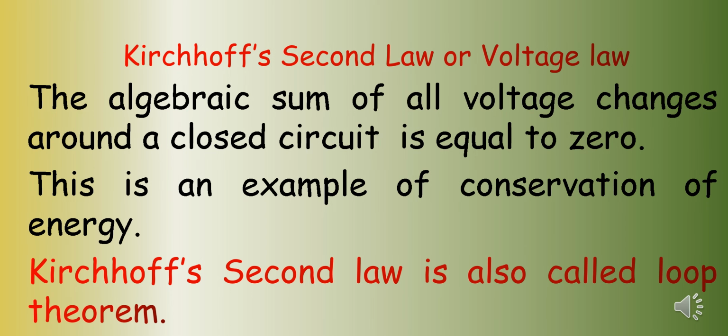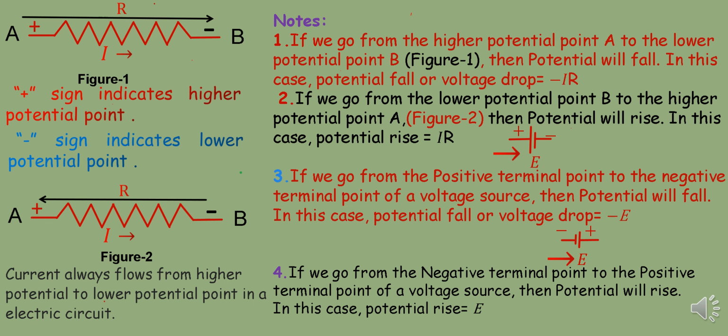Kirchhoff's second law, or voltage law: the algebraic sum of all voltage changes around a closed circuit is equal to 0. This is an example of conservation of energy. Kirchhoff's second law is also called the loop theorem. For understanding Kirchhoff's second law, we have to know four basic things. Let us try to understand these four basic things with the figures.